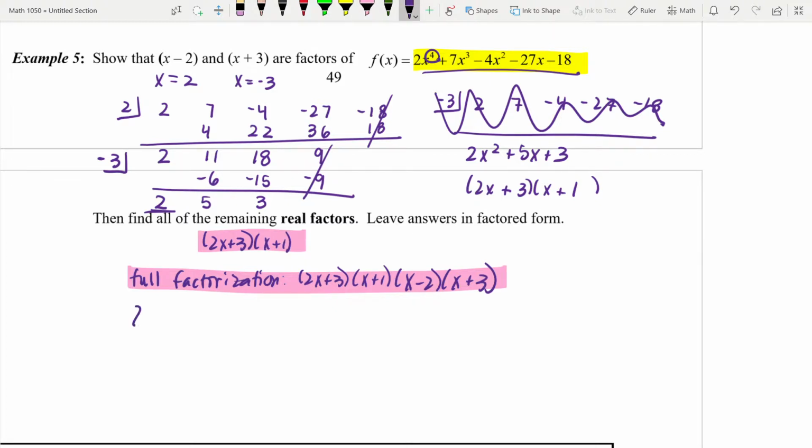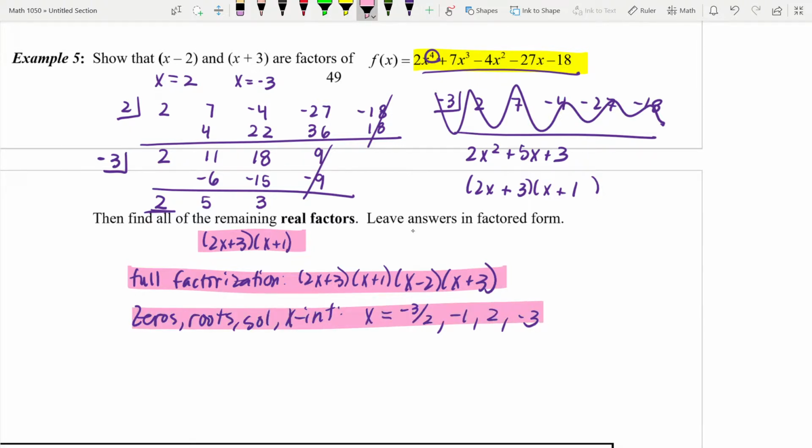If they asked you to find all of the zeros or the roots or the solutions or the x-intercepts, they all mean the same thing. Set each of those equal to 0. Set 2x plus 3 equal to 0. The 3 comes over and becomes a negative. Divide by 2. The x plus 1 gives me a minus 1. The x minus 2 gives me a positive 2. The x plus 3 gives me a minus 3. That's my answer, and I'm done.